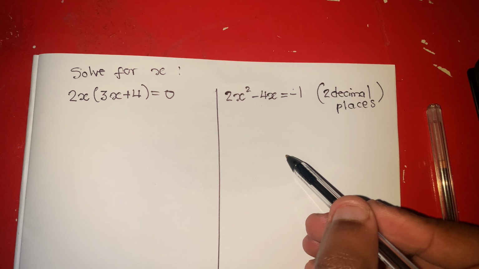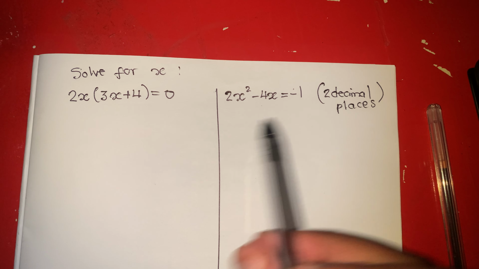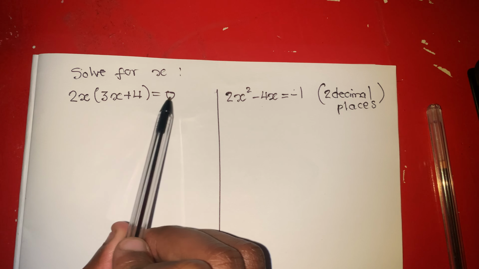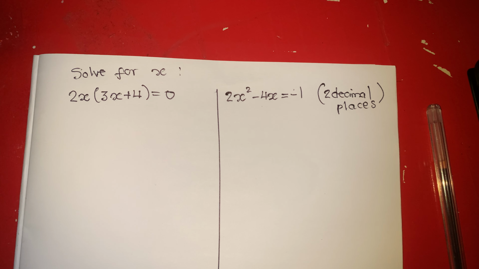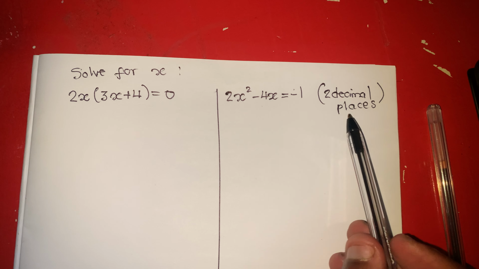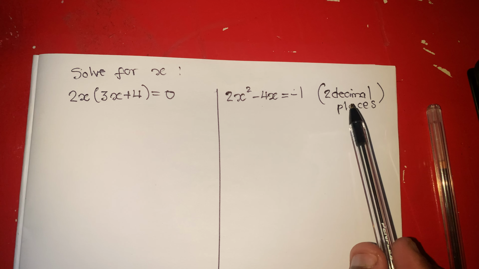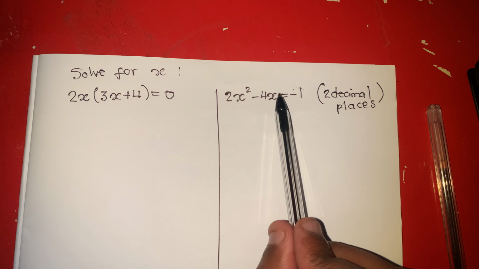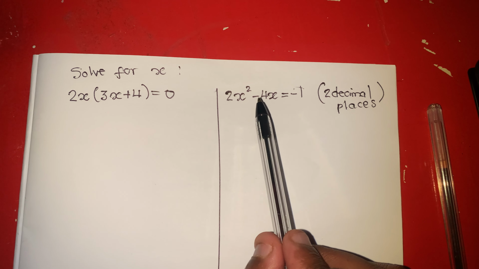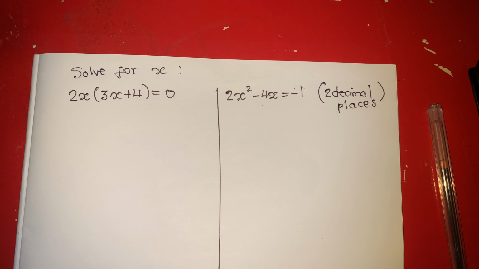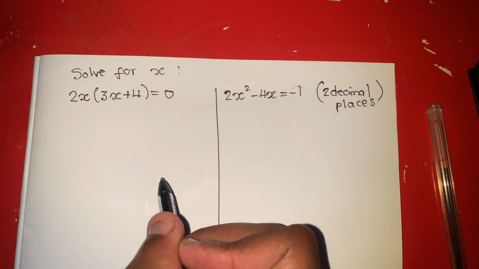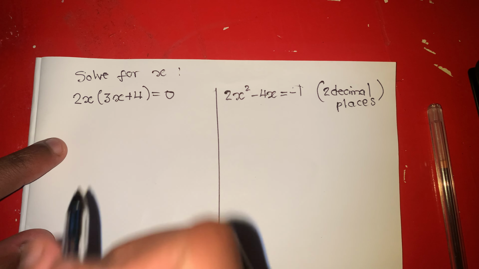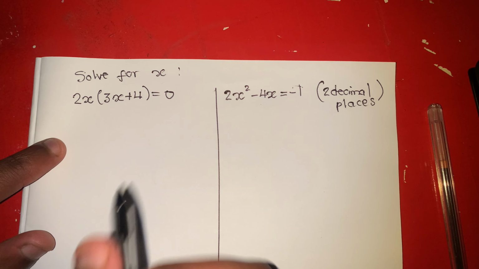You cannot factorize into this form to solve into rational numbers. You must use the quadratic formula. If you try to factorize this, it will take you very long and it's very difficult, and you will end up not even finding the factors that are whole numbers. So we'll start with the simple one.